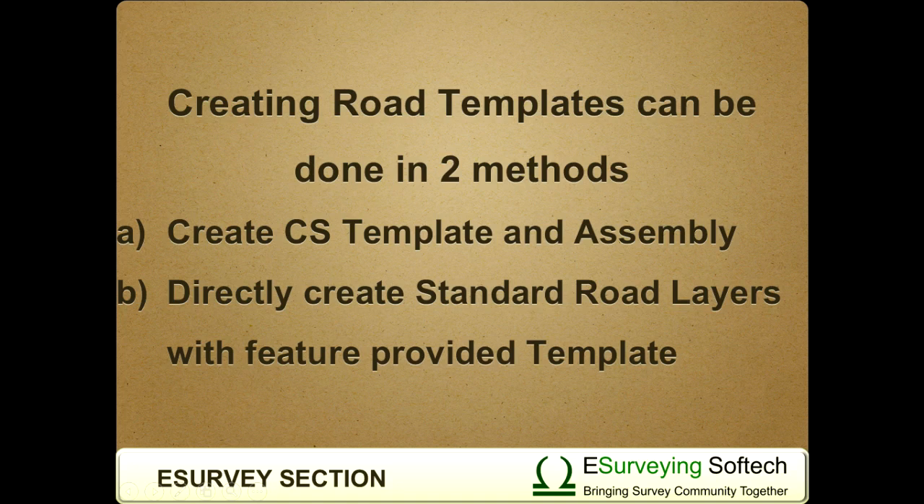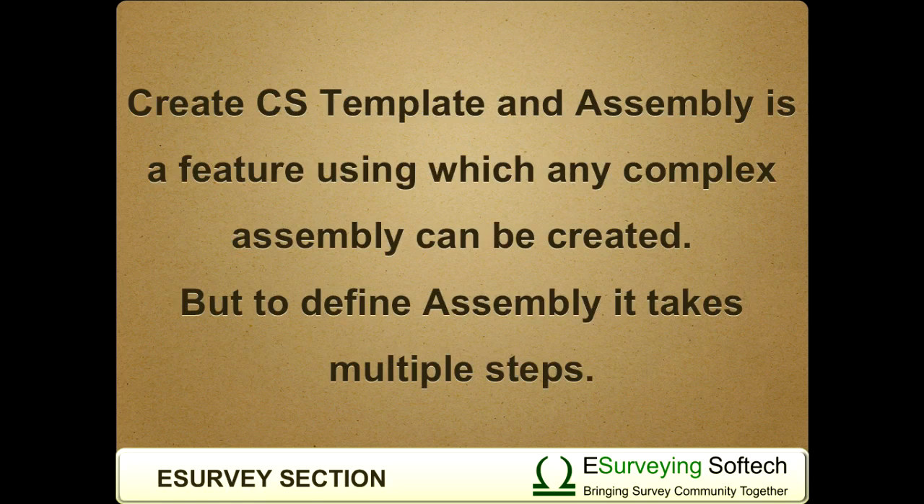Creating road templates can be done in two methods. A. Create cross-section template and assembly. B. Directly create standard road layers with the feature provided. Create cross-section template and assembly is a feature using which any complex assembly can be created. But to define assembly, it takes multiple steps.